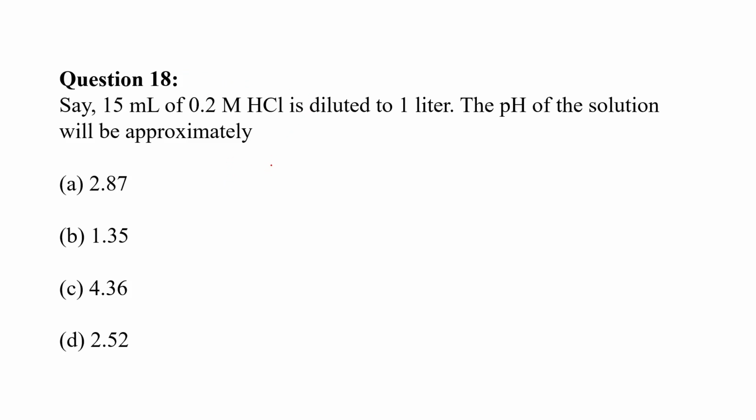I hope you all are familiar with the equation M1V1 is equal to M2V2, where you have the molarity of the first solution, that is 0.2 molar, volume of the first solution, that is 15 ml, and molarity of the second solution that we have to calculate in order to get the pH. For calculating pH, we have to get the concentration of H plus ions. For that, we have to get the concentration of HCl.